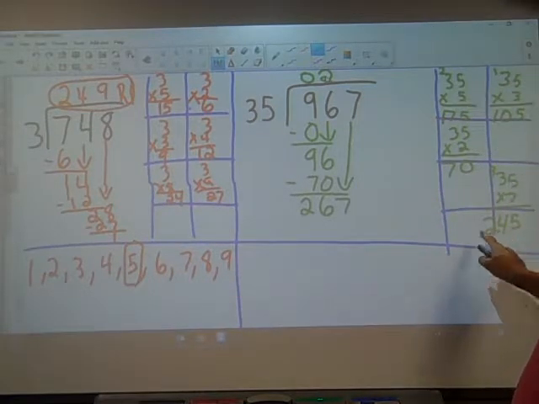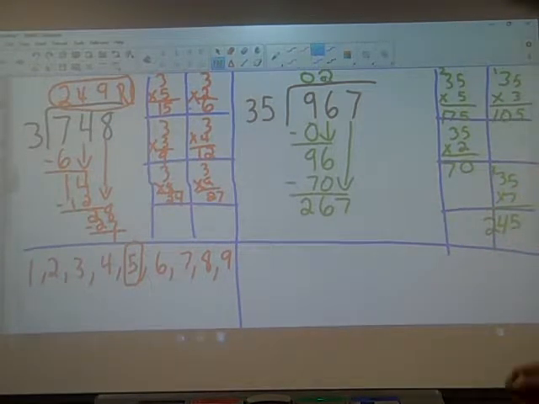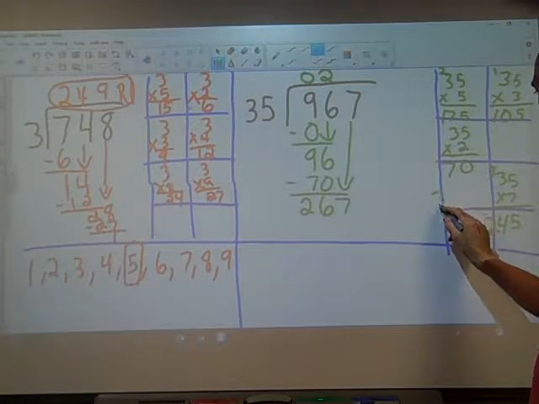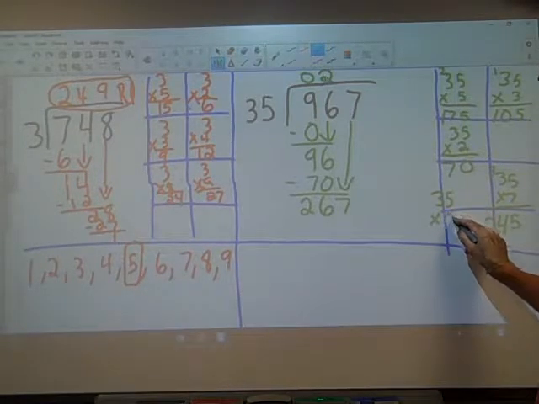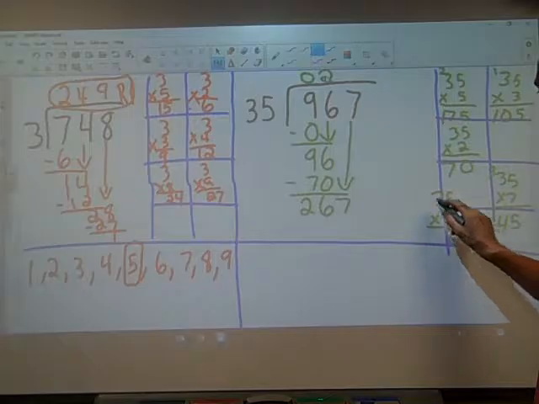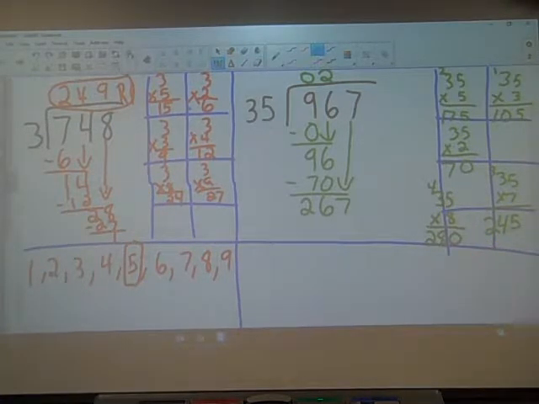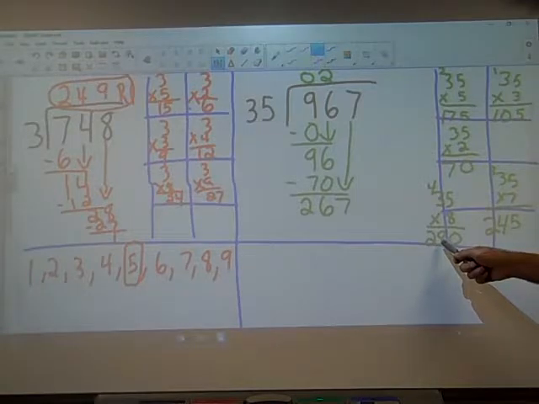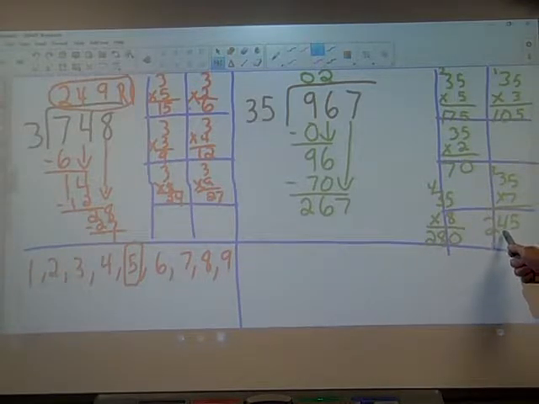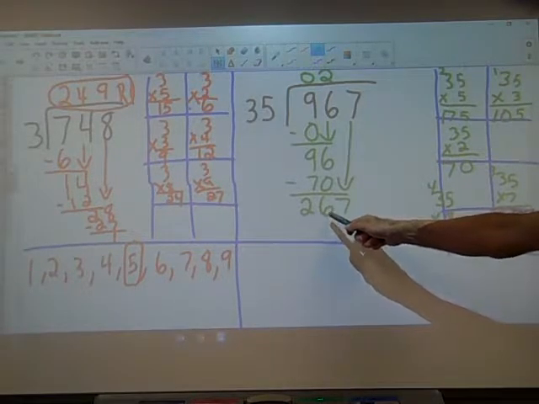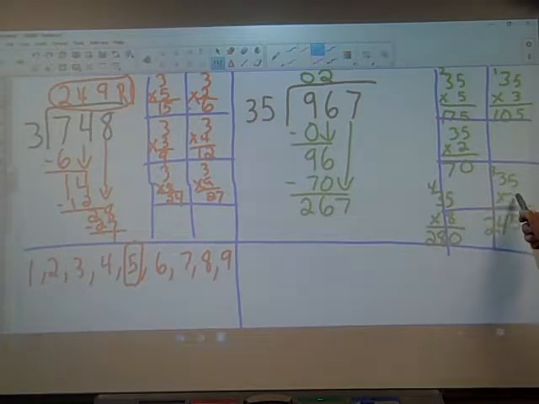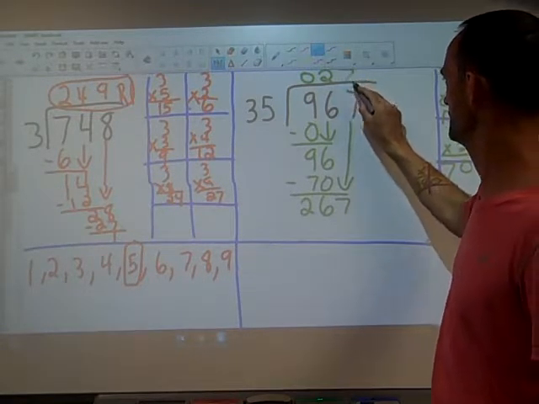so I know I don't want to use 6. That will get me a smaller number. So I have 8 or 9. I'm going to try 35 times 8, which is 280. 280 is too big. 245 is underneath, is less than 267. So I'm going to go with 7.